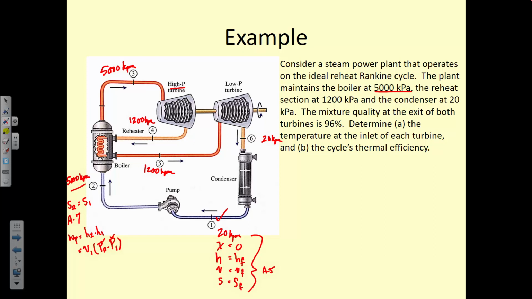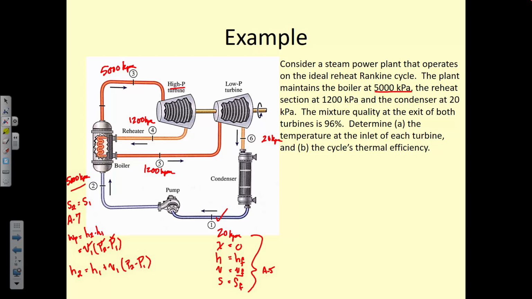P2 and P1 are known. V1 is known, you look that up. It's V sub f. So we can solve for H2, which is going to be equal to H1 plus V1 times P2 minus P1. Okay, so this is an isentropic pump.